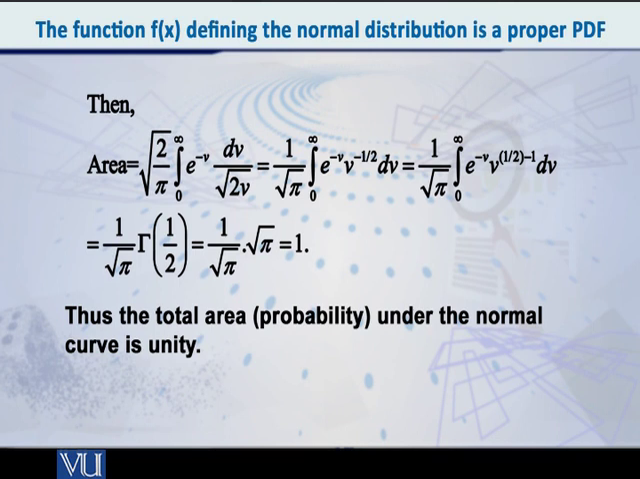और उससे पहले जो पहली कंडीशन थी कि f of x has to be greater than or equal to 0, वो हम पहले देख चुके हैं. Hence, it is proved that this complicated PDF is actually a proper PDF.